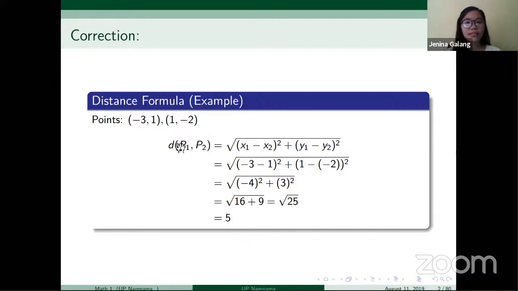So sa distance formula, yung square root natin dito is the principal square root or the positive square root. So hindi natin kukunin yung negative. So wala naman kasing negative na distance.